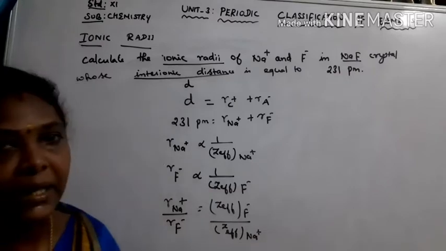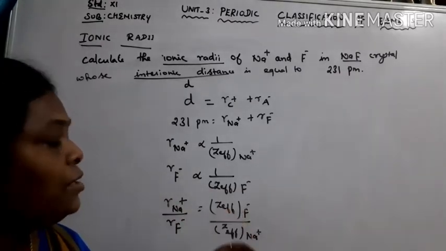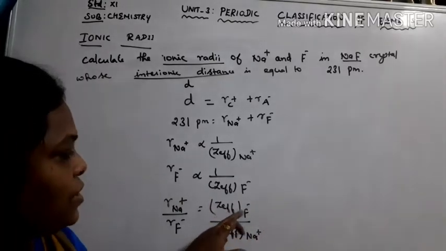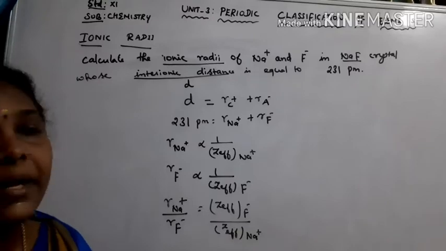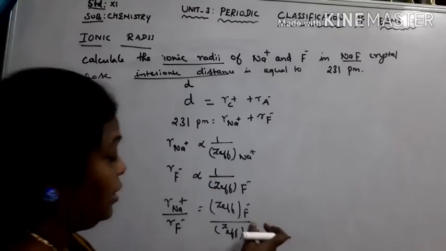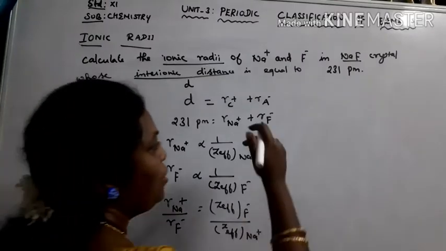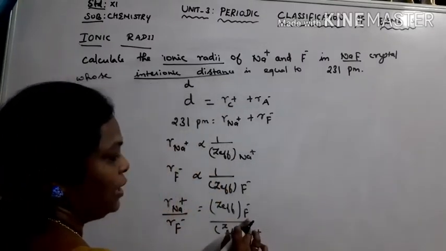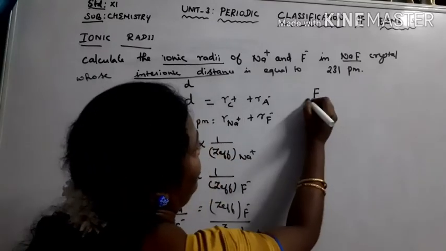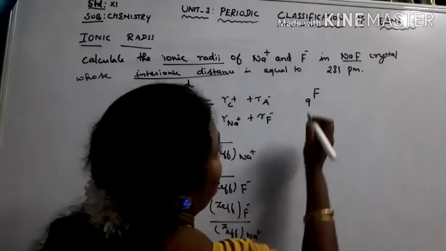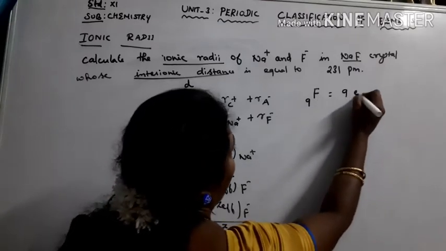So first, to calculate the radius of Na plus and the radius of F minus, we should calculate the effective nuclear charge of Na plus as well as of F minus. Do you know how we have to calculate the effective nuclear charge? First, let us calculate the effective nuclear charge of the fluoride ion. For fluorine, the atomic number is 9, which means 9 electrons.